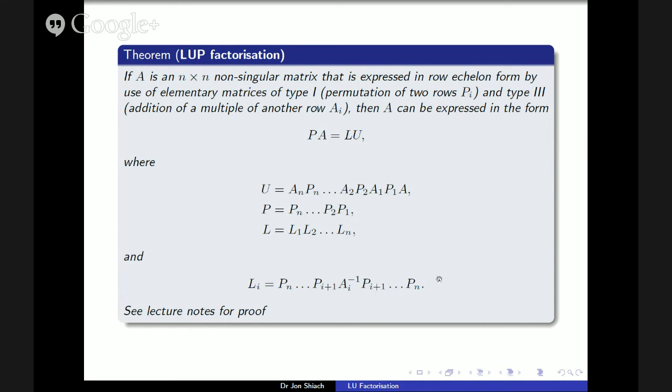There is a proof of this method in the notes. I'm not going to go through it. I'll leave you to do that on a Saturday night instead of going out. You can read through that.